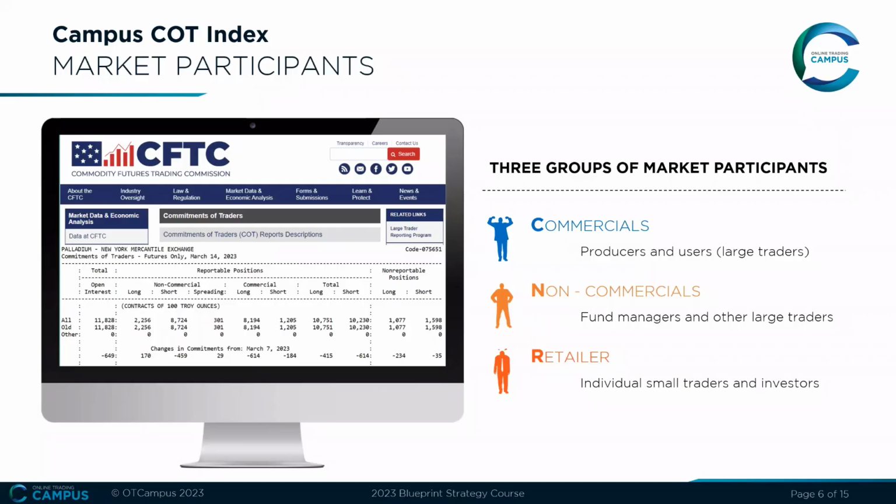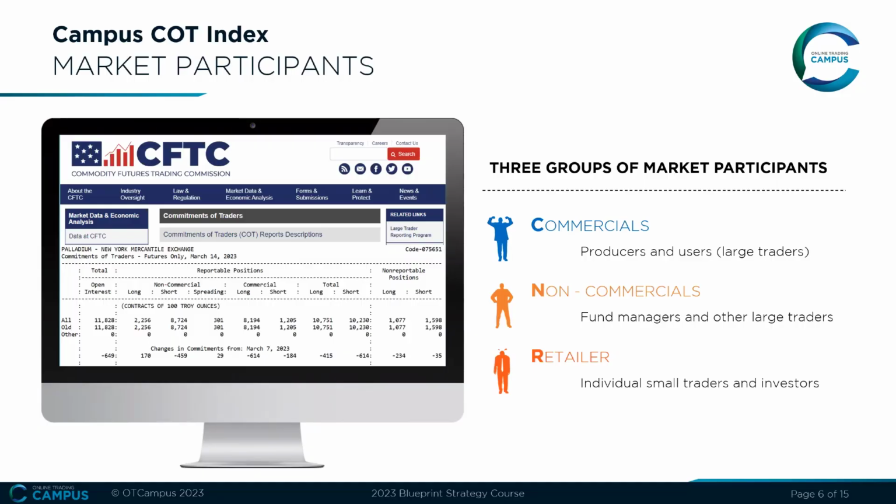So the COT data is published on the CFTC website. First of all, I want to show you the raw data that our indicator fetches. And so here you can see a screenshot that's taken from the website's report for Palladium as of March 14th, 2023. You can see the date right there.